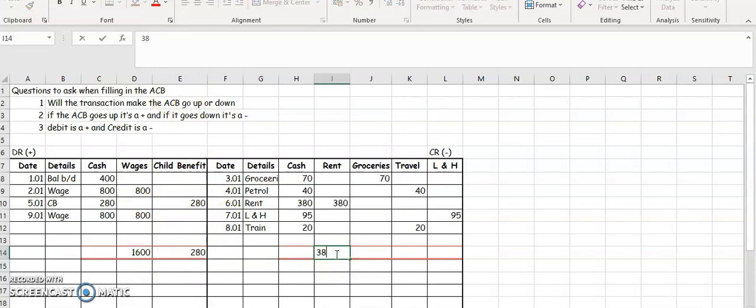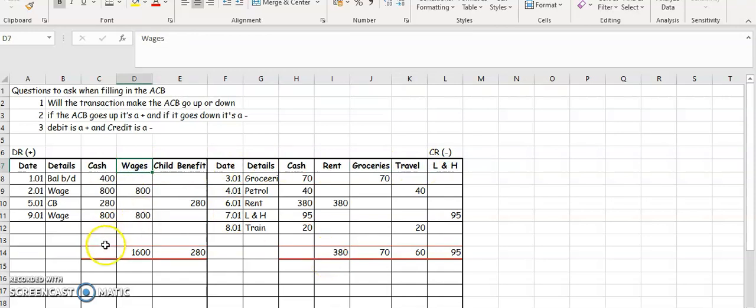Rent then, we've paid out 380 on rent. We paid out 70 in groceries. We paid out 60 in travel. And we paid out 95 then in our light and heat. So we've analysed now. Now we can clearly see how much money is coming in from wages, from the child benefit, and how much is going out on rent, groceries, travel, and light and heat. So we've analysed our income and we've analysed our expenditure.